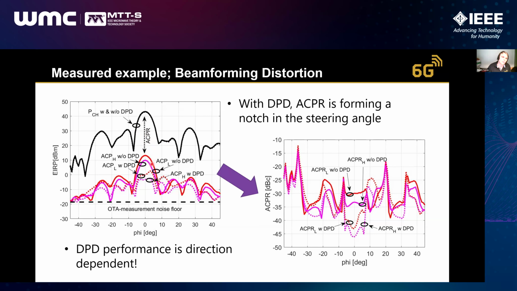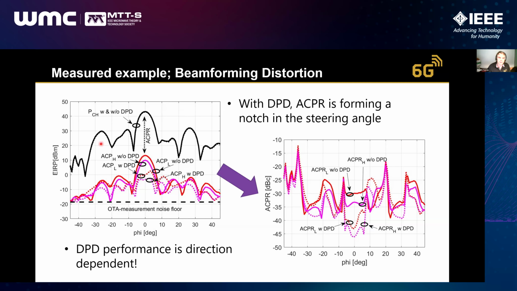Now what we see is that indeed when we linearize this kind of array, these solid lines are the ACPs without DPD, and dashed lines are the ACPs with DPD. So we see that there is indeed something happening here. There starts to be a kind of null in the distortion in the steering direction, but not a very deep one. We could get it deeper if we got a little better DPD performance, but we see this kind of over the air cancellation happening.